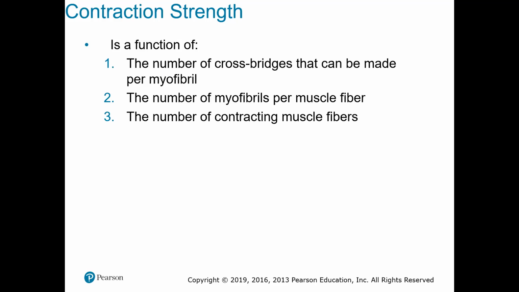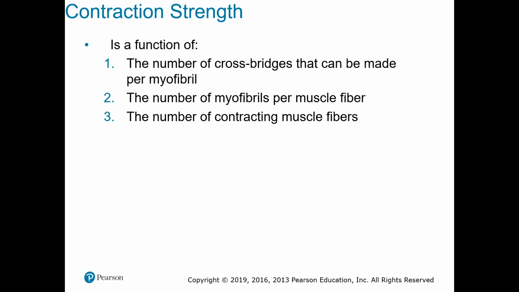And that leads us to the strength of the contraction. So what is the fullest extent of that muscle cell? How powerful can that muscle cell be? Well, three things affect that. How many cross bridges can we make in the myofibril? How many bindings between actin and myosin can occur? How many myofibrils do we have in the muscle cell?